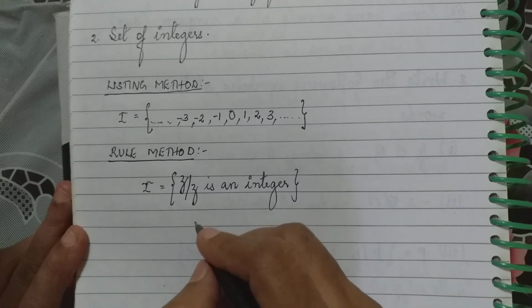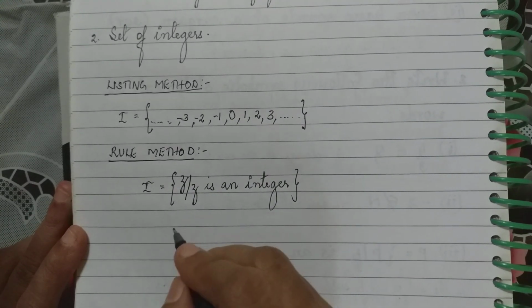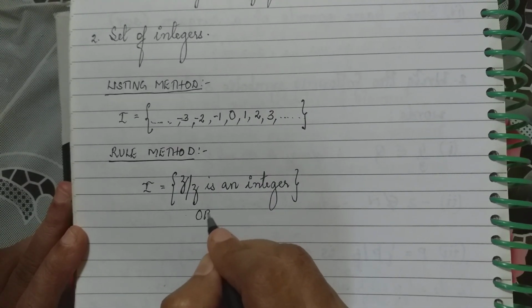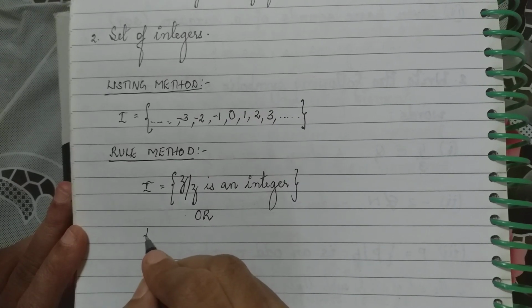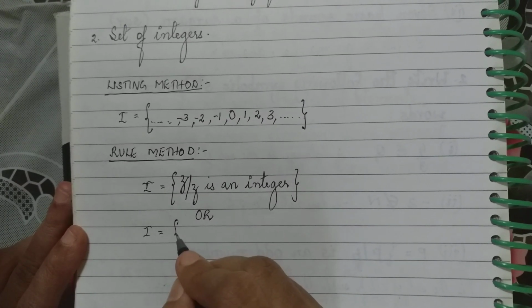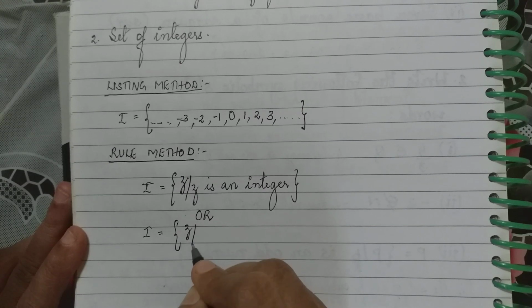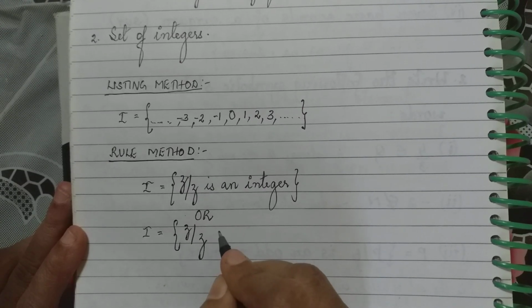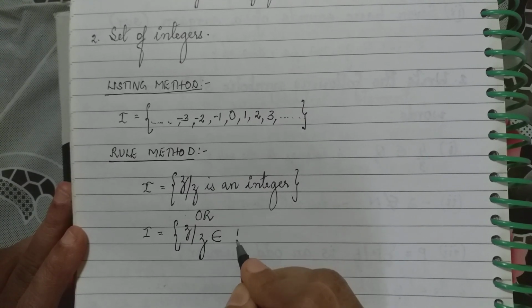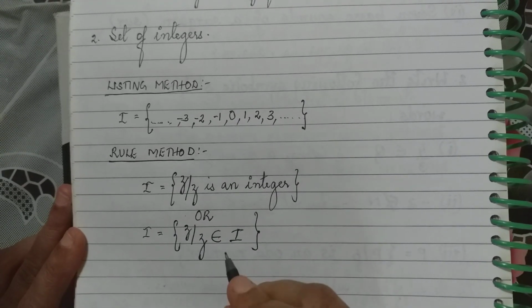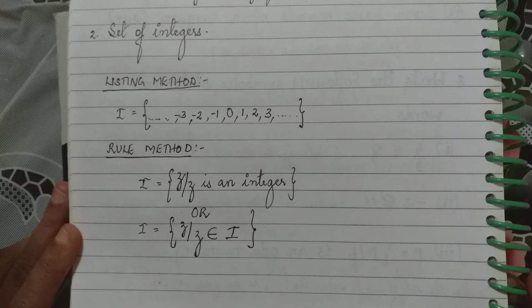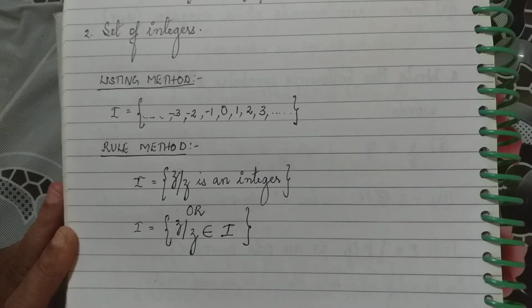I'll write it here. We can also write it as I is equal to the set of all Z such that Z belongs to I, means it belongs to the set of integers. Okay, so this is the third question.